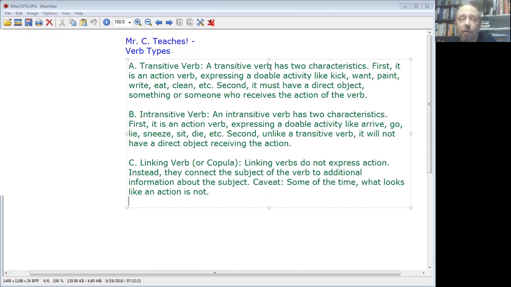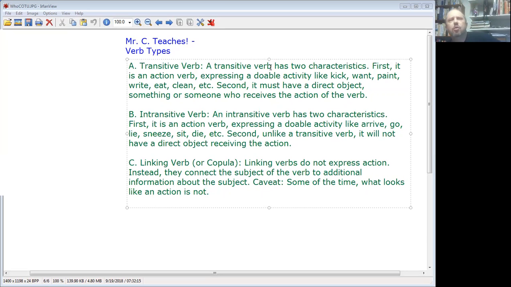the transitive verb. Transitive verbs have two characteristics. A transitive verb is always an action verb. It's something you can actually do, like the examples say here. You can kick, you can want, you can paint, and so on. And second, a transitive verb must have a direct object. And that direct object is the something or someone who receives the action of the verb from the subject of the sentence.